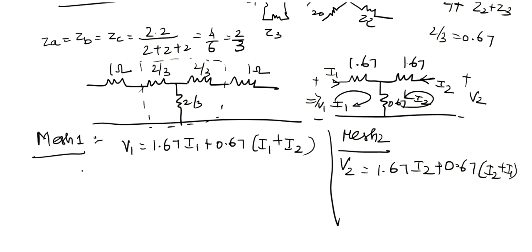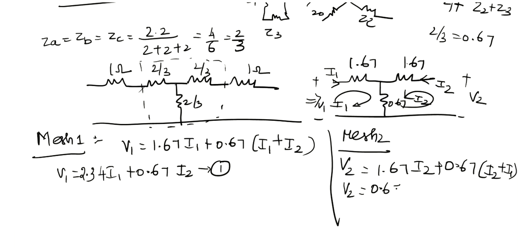That's all. Okay, now simplify your equation. 1.67 plus 0.67 gives 2.34. So V1 equals 2.34 I1 plus 0.67 I2. Equation number 1. And here V2 will be equal to 0.67 I1, the same addition, so you are getting 2.34 I2. This is your equation number 2.